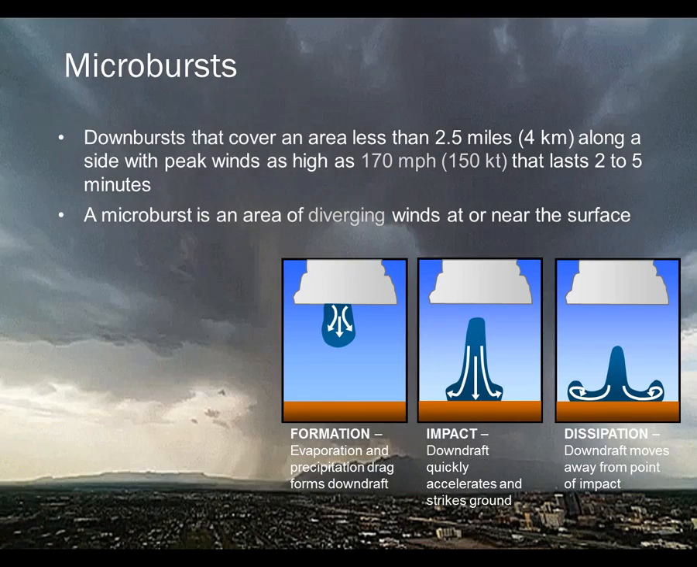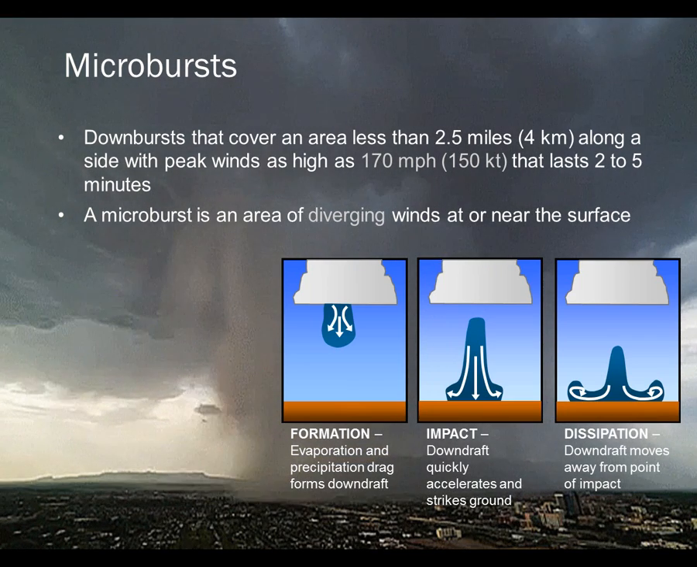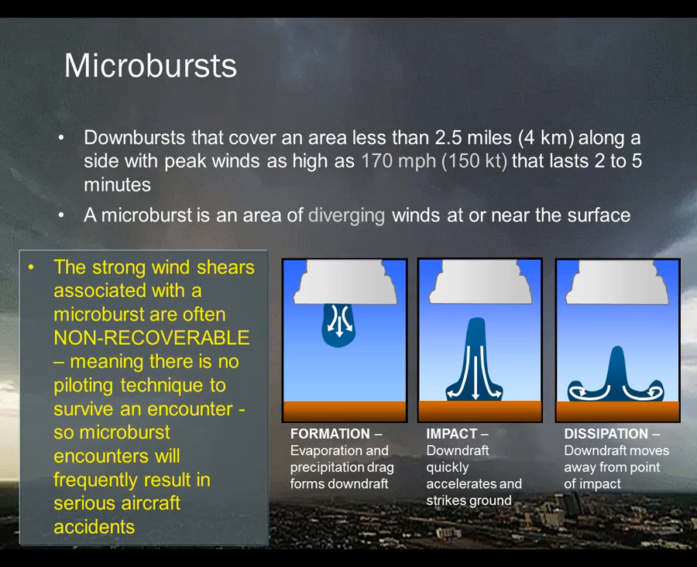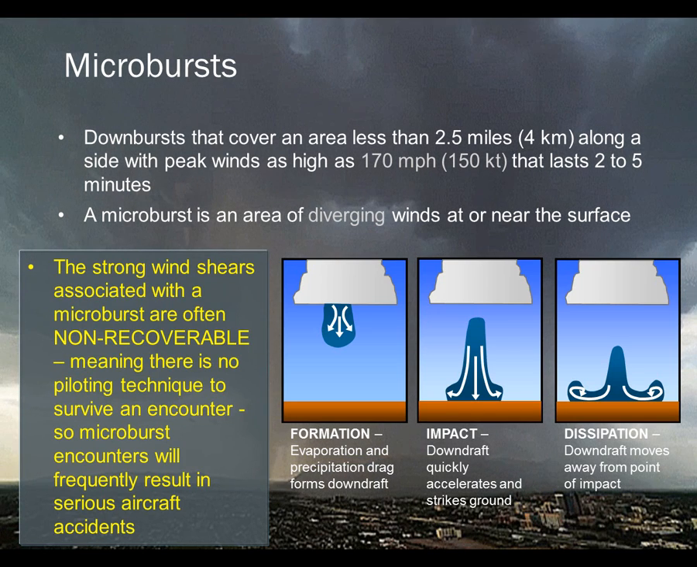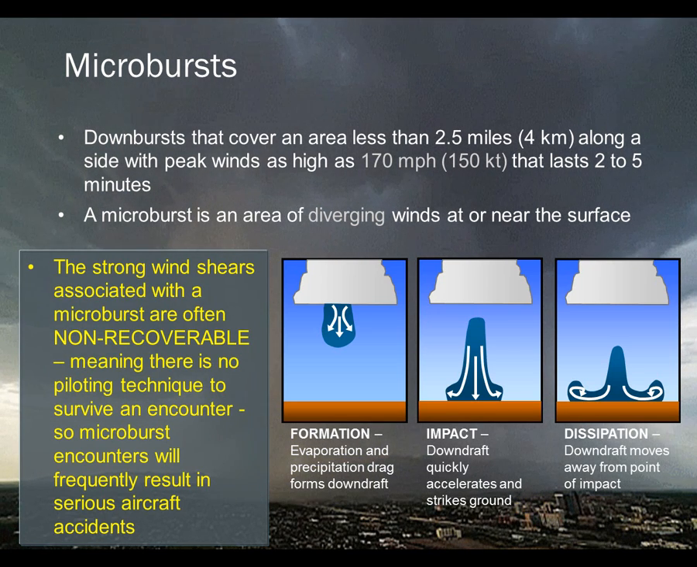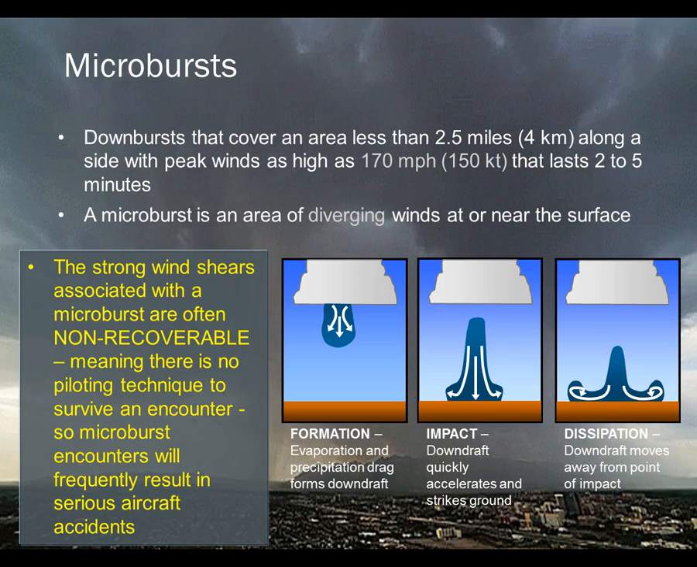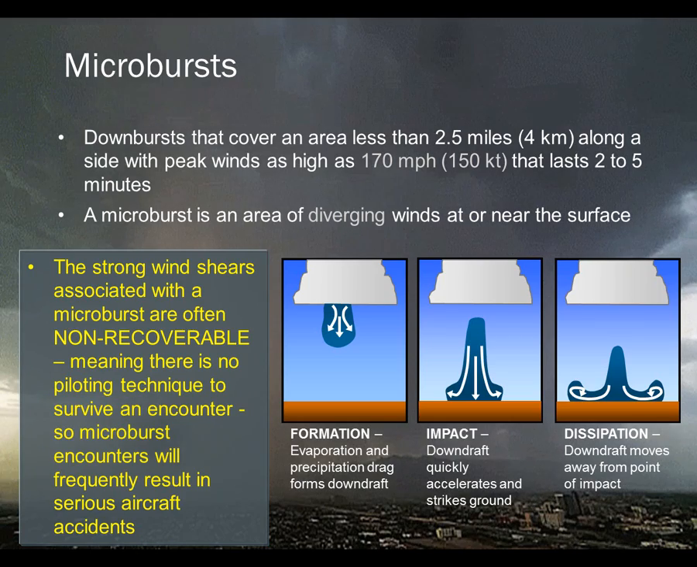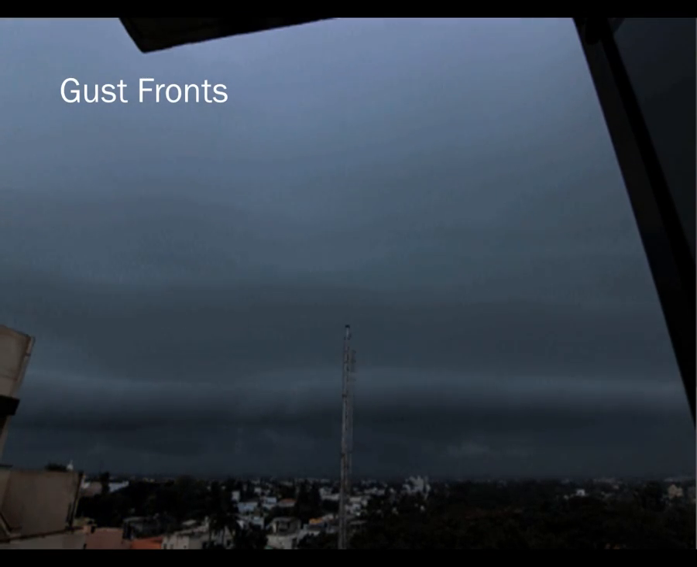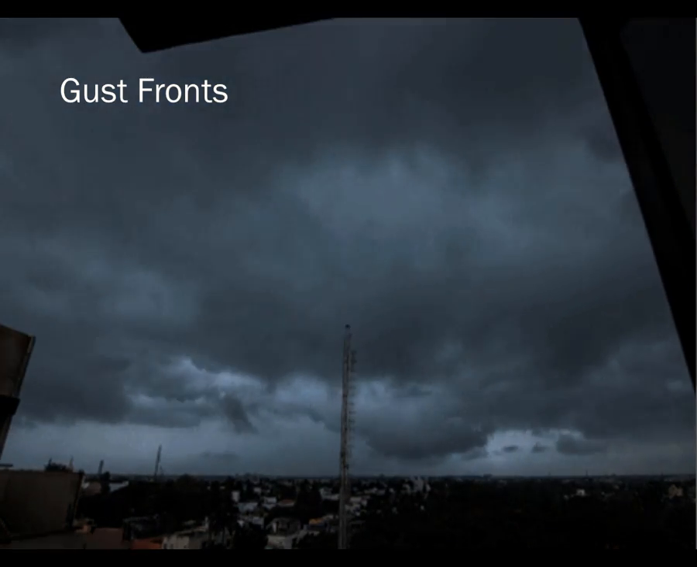Once the downdraft hits the surface, it tends to spread out away from the point of impact. Probably the most important point to remember about microburst shear is that the strong wind shears associated with a microburst are often non-recoverable, meaning there is no piloting technique to survive an encounter, so microburst encounters will frequently result in serious aircraft accidents. The second way that thunderstorms produce significant or hazardous wind shear is through the gust front.